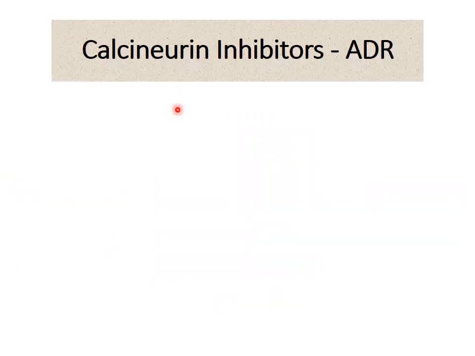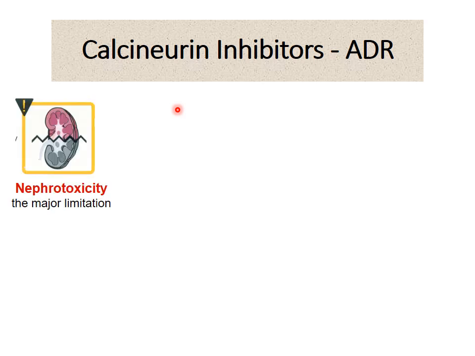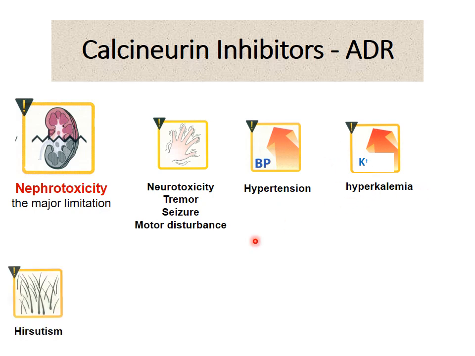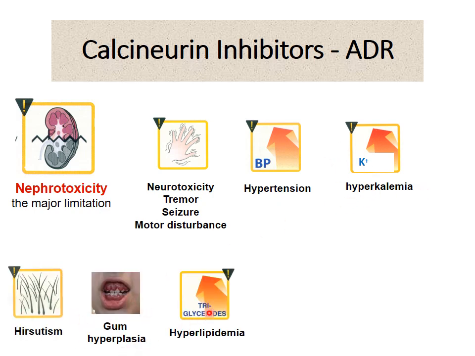Adverse drug reactions of the calcineurin inhibitors. The important and common adverse effects for both cyclosporine and tacrolimus are nephrotoxicity, which is a major limitation of these two drugs. Neurotoxicity includes tremor, seizure, and motor disturbance. Also sustained rise in blood pressure, hypertension, and hyperkalemia. Hirsutism, gum hyperplasia, hyperlipidemia, and hyperuricemia are more common with cyclosporine as compared to tacrolimus. Hyperlipidemia and hyperuricemia are much less common in the case of tacrolimus.